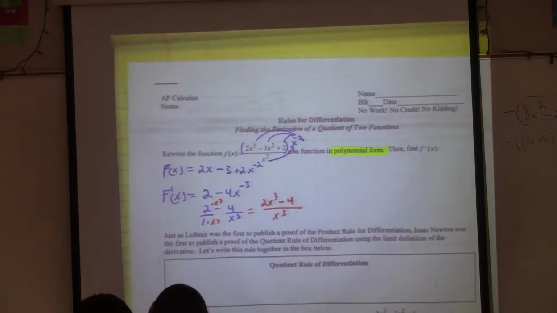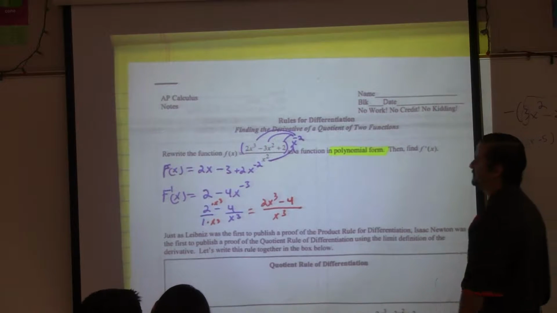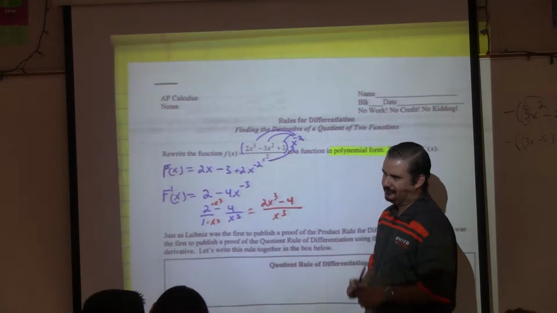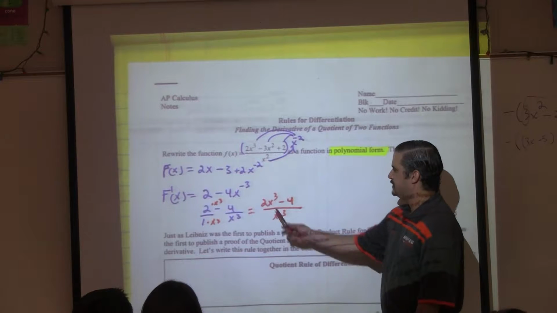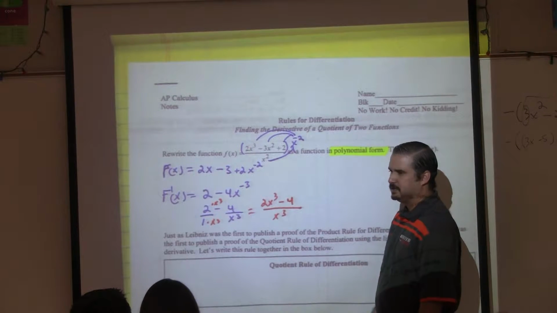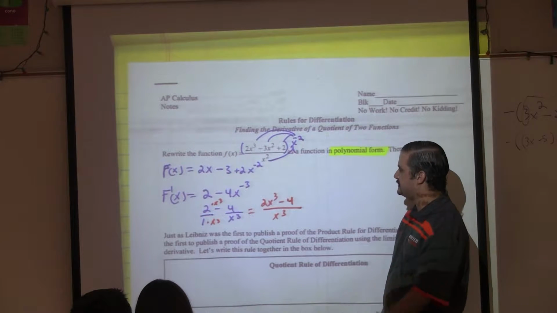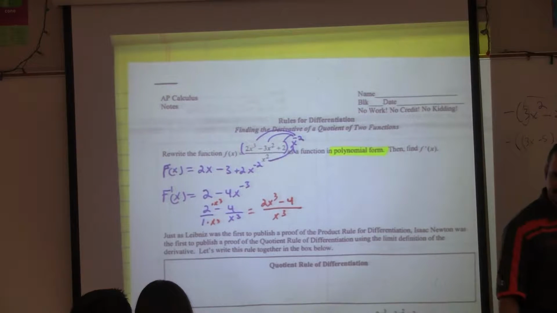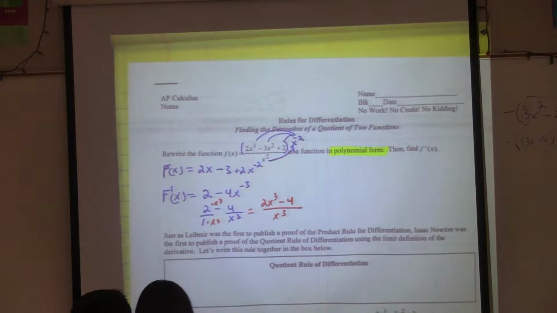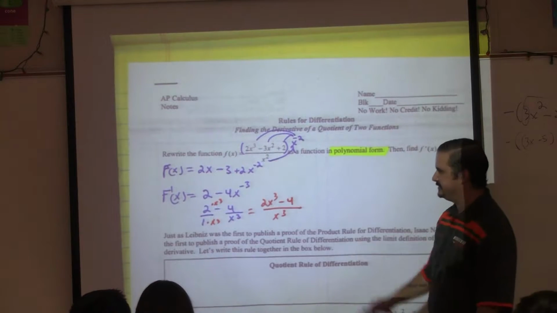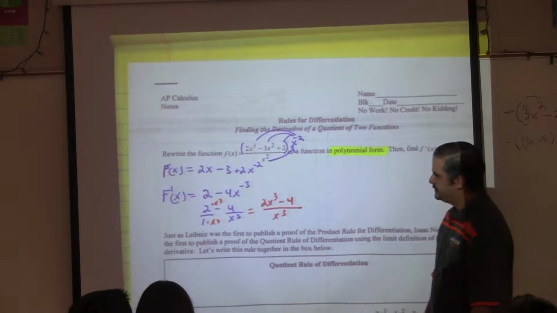Pretty good. Could I have gone even further if I wanted to? Could I have factored some more? What could we have taken out of here? 2. A 2 and then made it x to the third minus 2, right? If I wanted to. But is that going to help me cancel anything else out? No, so this is sufficient. This is good enough. Pretty cool?